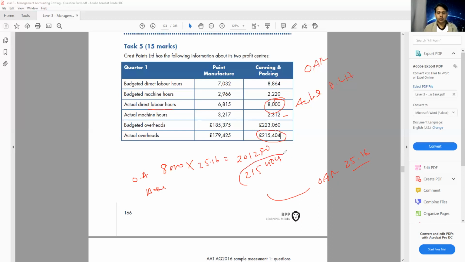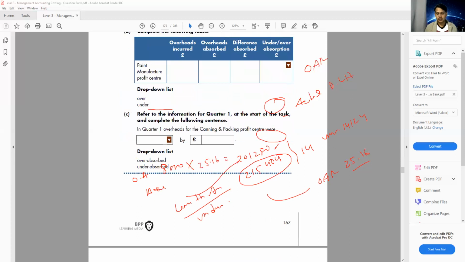Now again, the same question you have to ask. We're not going to look at this one, we look at this one. Did we absorb more or less? We absorbed 201, but the actual is 215. So we absorbed less than actual, which is under absorbed. How much is the difference? Minus 215,404, that is 14,124. So 14,124 under absorbed. Let's go back and write the count here: 14,124, under absorbed. This question is not difficult, but you have to be patient and really slow, especially when you talk about under and over absorbed.